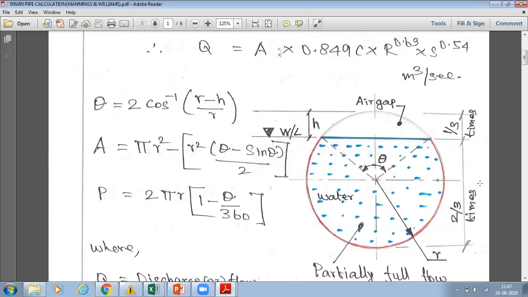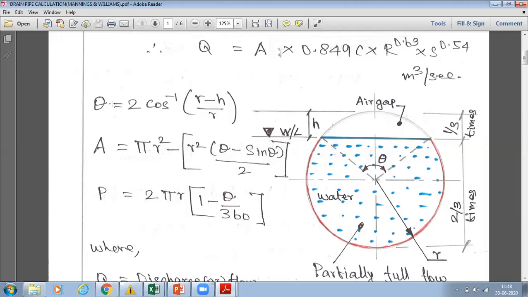2/3 times of the water you have to consider. If that concept is not there, you can directly use the circle formula. But if this concept is there, then you have to use the circle's chord formula like that. We have to use that.